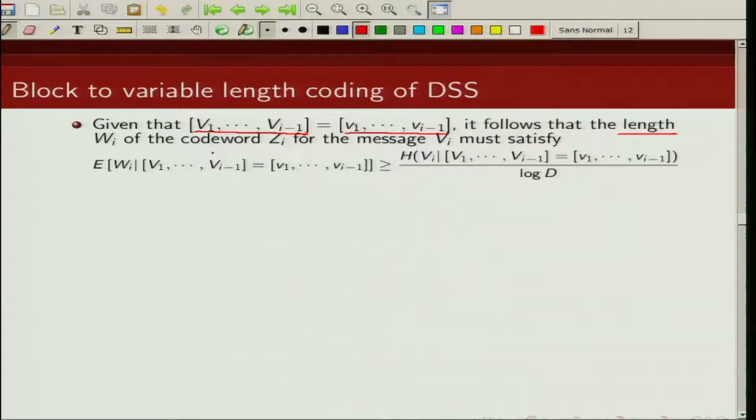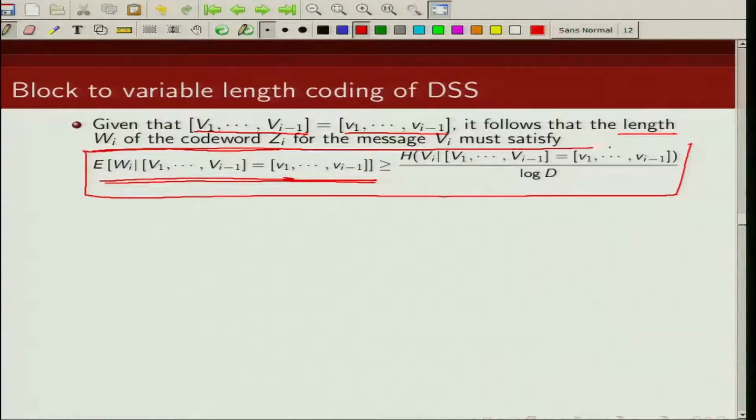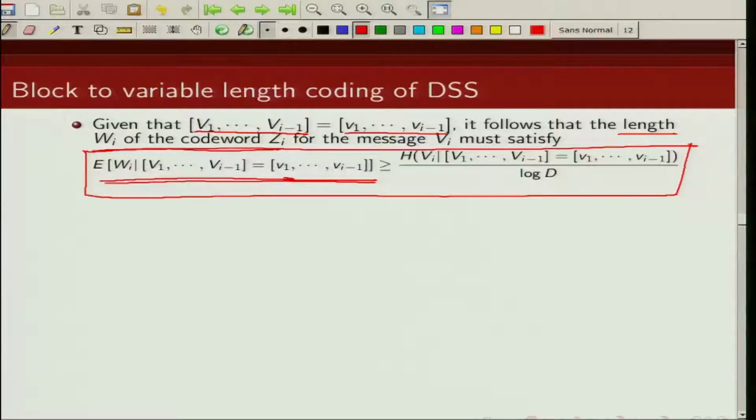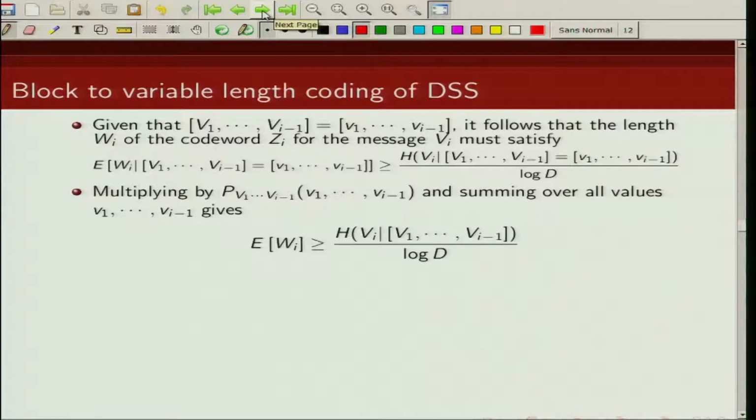So the length of the output code word Zi: given this particular input V1, V2, up to Vi minus 1 to the prefix free encoder, the expected code word length given these blocks of data is lower bounded by the uncertainty in Vi given this particular instance of V1, V2, up to Vi minus 1, divided by log D. This follows from the fact that the minimum number of bits required to represent that source is related to entropy in this particular fashion, and we proved this when we talked about block to variable length coding.